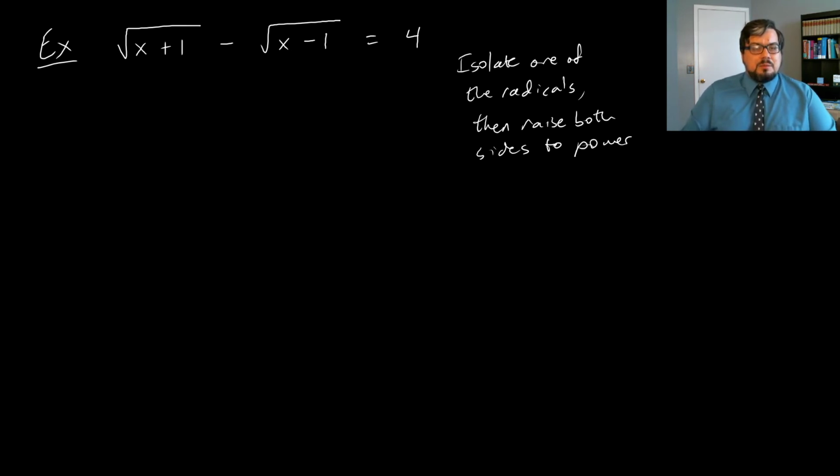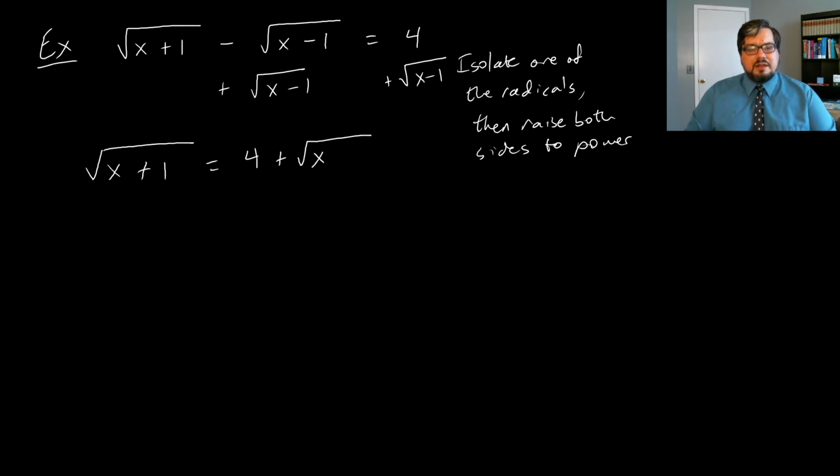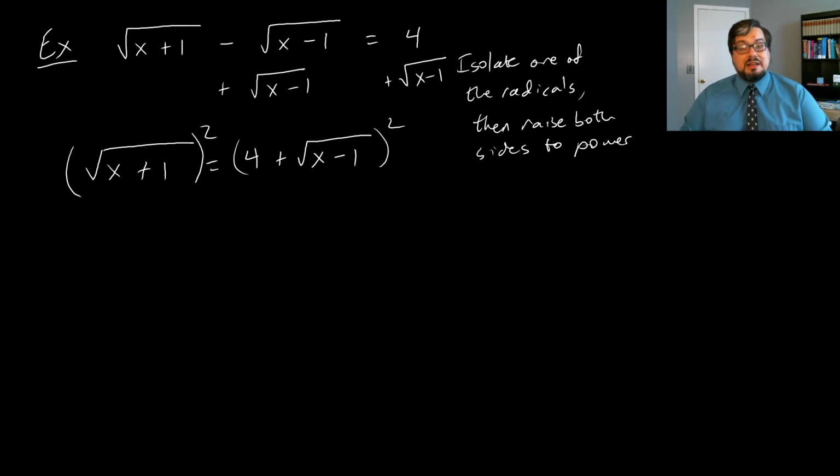So in this problem, I'll go ahead and add the square root of x minus 1 to both sides of this equation in order to isolate the square root of x plus 1. So we'll get the square root of x plus 1 is equal to 4 plus the square root of x minus 1. And this is what we'll raise both sides to the second power on. So on the left, we get something easy. This just gives us x plus 1.